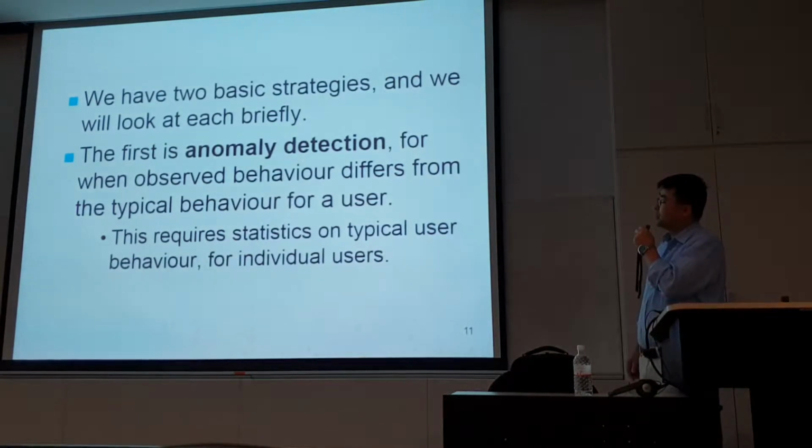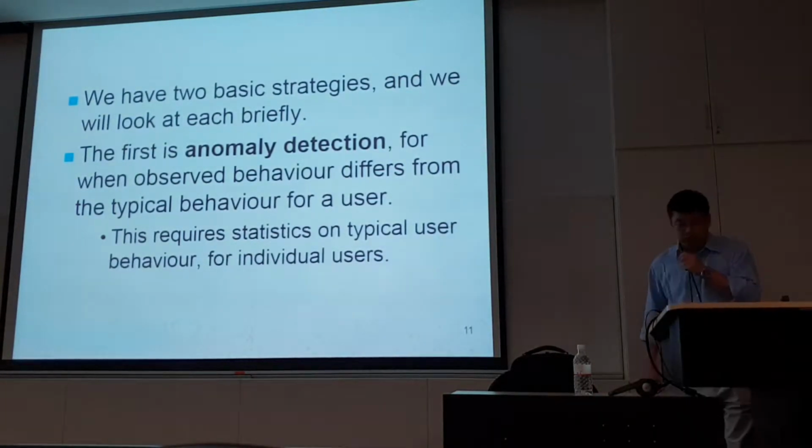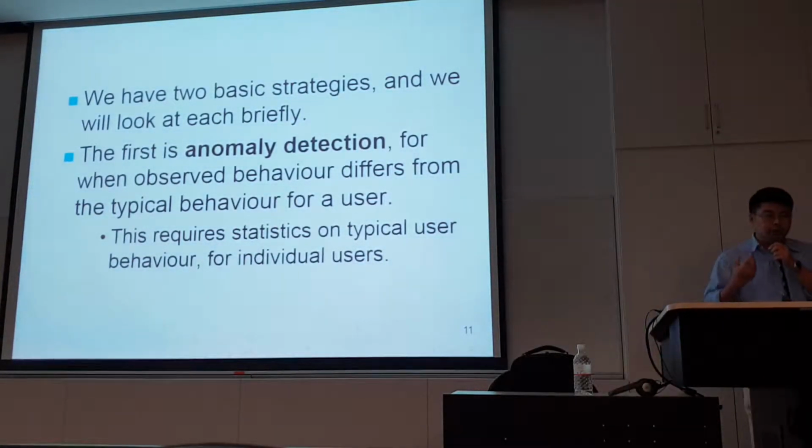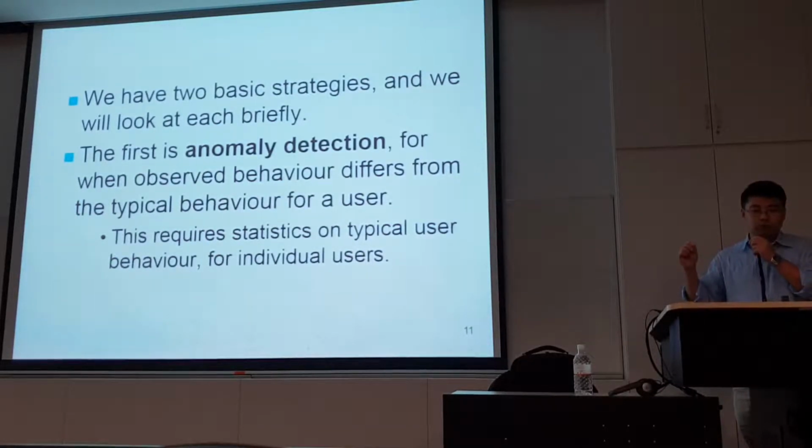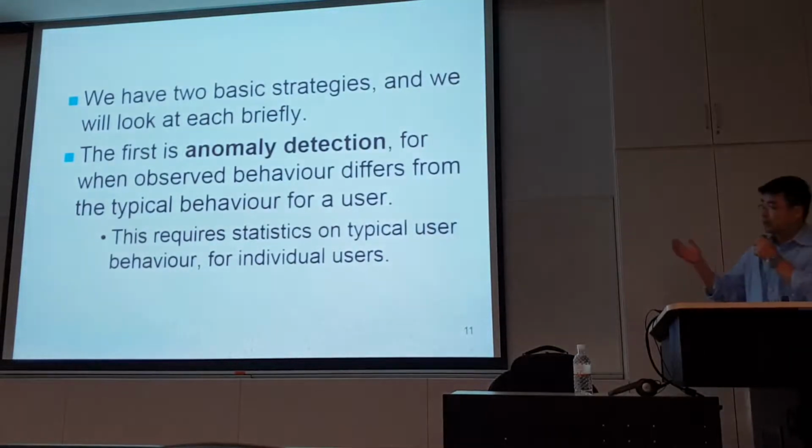So the first method we call anomaly detection. That means we define the base profile, so the expected behavior of the user. And then we try to see if the current behavior matches the profile or not. If it does not match, we give alarm. Right? So this will require statistics.